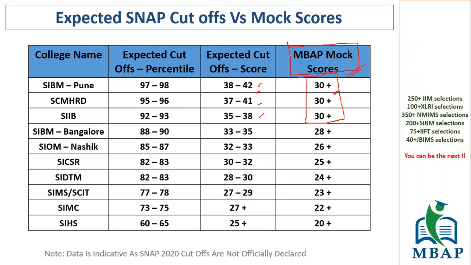In case you are scoring around 30, or rather 30 plus, there's a very good chance that on the day of your exam, if you push in, you can still cross 37, 35, or in case the cutoff drops to 36, you still have a very good chance. If you are a fresher with 1 or 2 years of experience, and you are very sure that you want to get into a tier 1 college only, you should definitely apply to SIBM Pune here.